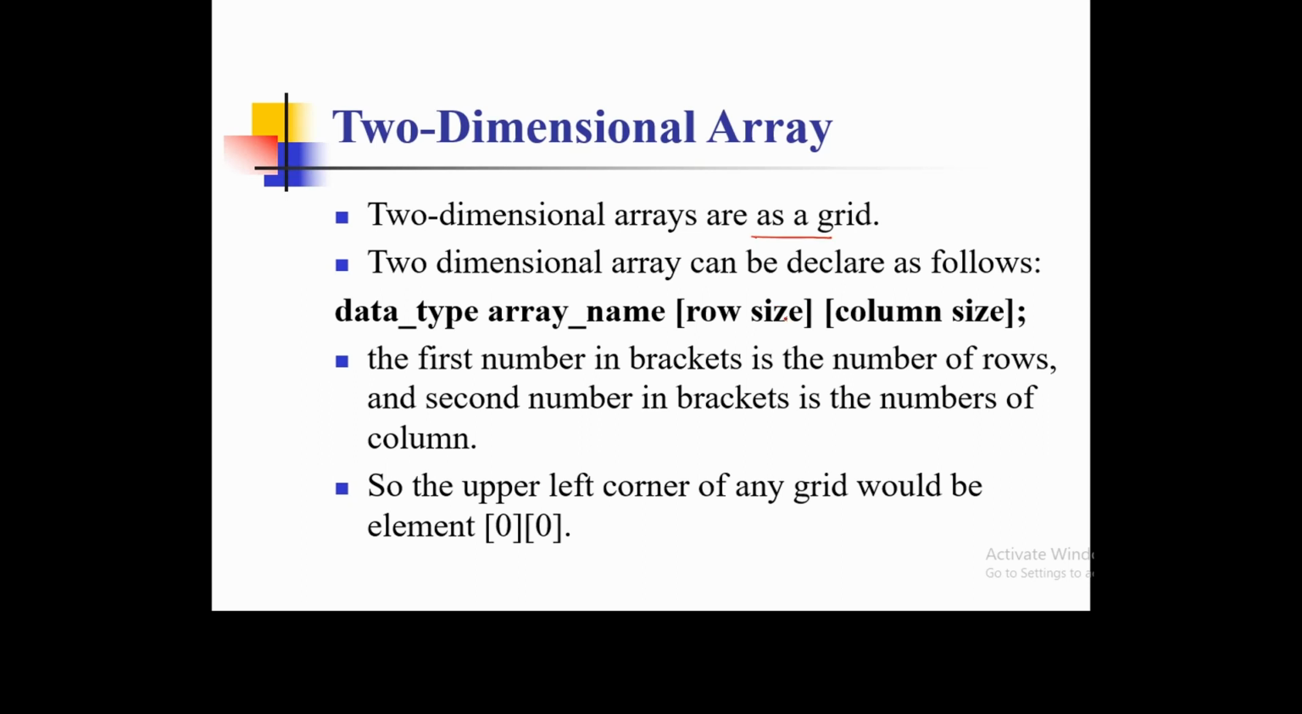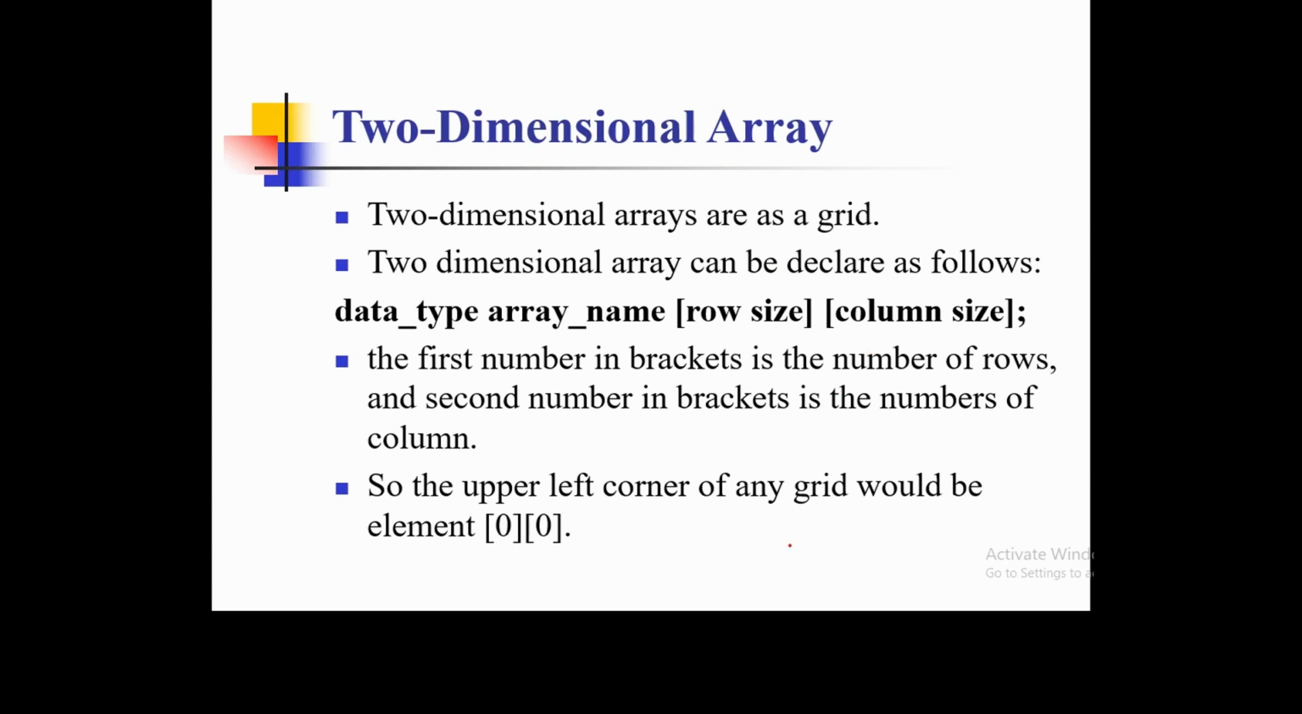It can be declared like this: data type, an array name, then number of rows and number of columns, or we can say these are the two dimensions. This is the first dimension, this is the second dimension. So the number of elements in this dimension, the number of elements in this dimension, or we can say the range of this particular dimension. The first number in brackets is the number of rows, and the second number in brackets is the number of columns, as we normally treat it when we are making programs on matrices.